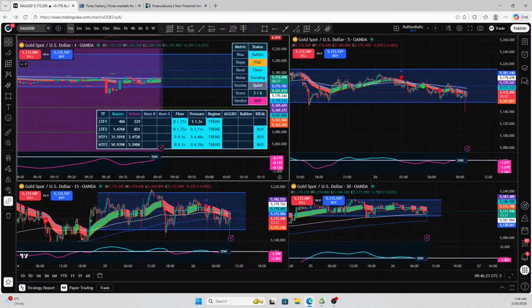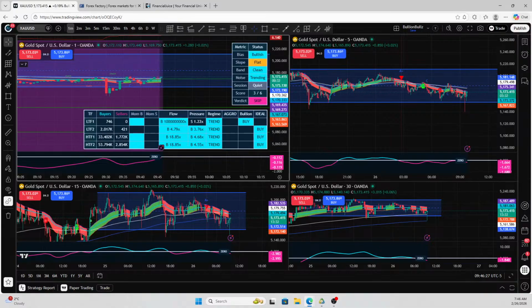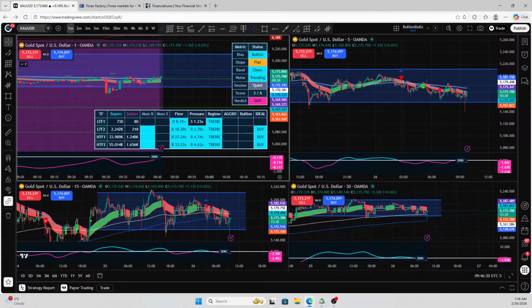As a trader, we're not going to be able to find setups every single day. We have to wait, we have to have patience, and we have to wait for our setup to form. And once that setup forms, we'll be able to take our trades.